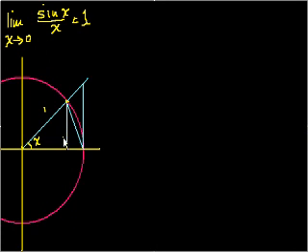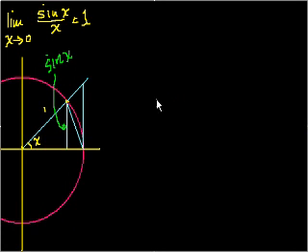Well, by definition, sine of x is defined to be the y-coordinate of any point on the unit circle. So this is sine of x. Right? I'm going to run out of space, so let me draw an arrow. So that right there is sine of x.